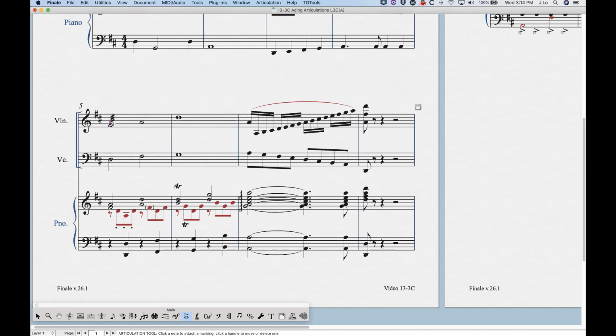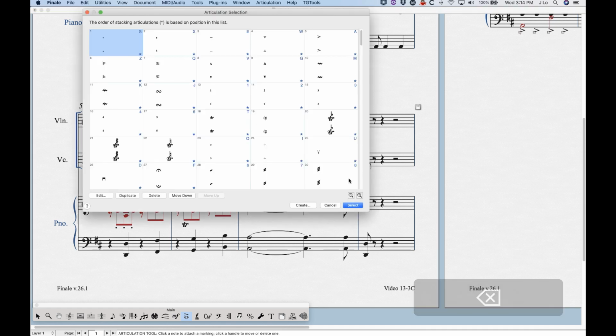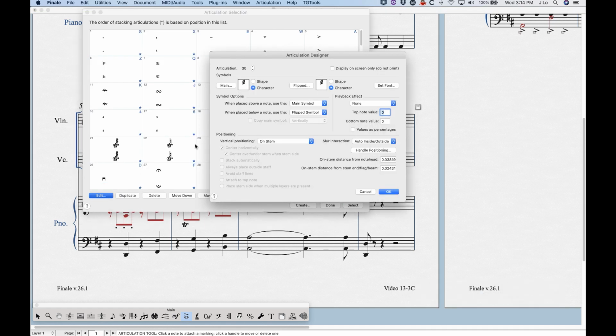And also with the on stem, as I've mentioned a couple times before, this will actually move the stem and beam to allow that padding to occur, right? So if we delete that, you'll see that the stem gets shortened. When we add it, it gets extended, okay? So that's the on-stem positioning.